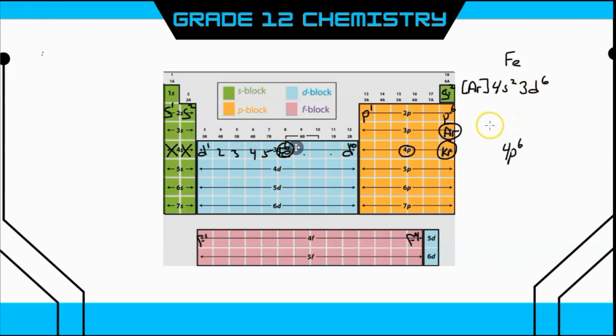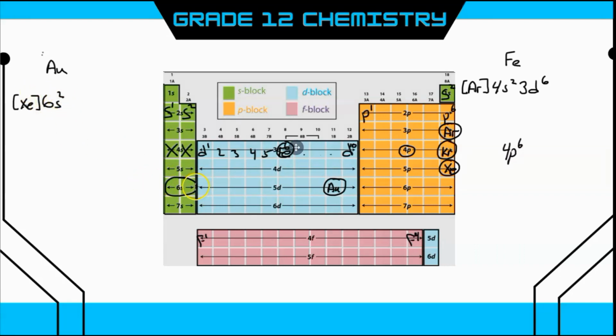Let's try one more. How about gold? Gold is right here. That's where gold is. So gold's closest noble gas is over here. That would be xenon. So for gold, the electron configuration, in short form, we're going to have the closest noble gas, xenon. And then right over here, we're going to have a 6s2.